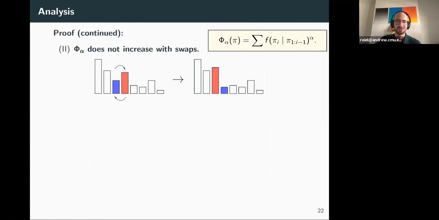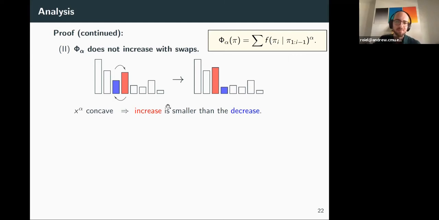Confusing myself. So suppose we did a swap. Well, we know that red might get taller and blue might get shorter, but never the other way around. And so really, the fact that x to the alpha is concave already means that we're done here.